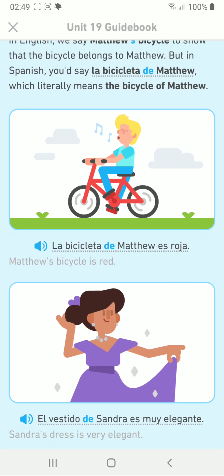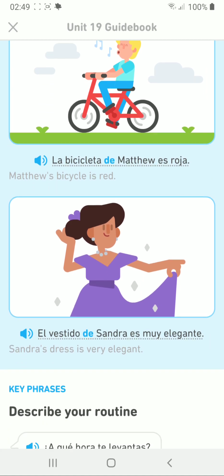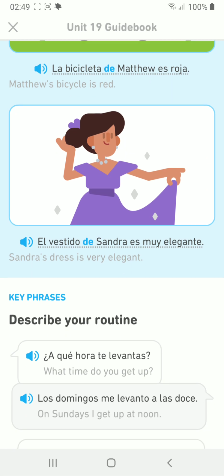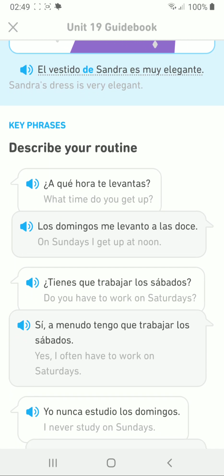So la bicicleta de Matthew es roja. Matthew's bicycle is red, and el vestido de Sandra es muy elegante. Sandra's dress is very elegant. So elegante, elegant, very close. So el vestido we know it's a dress, so nothing new here.